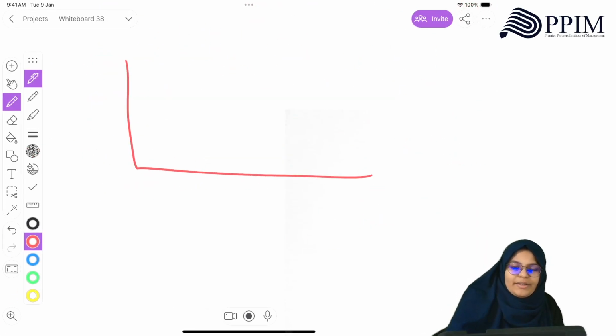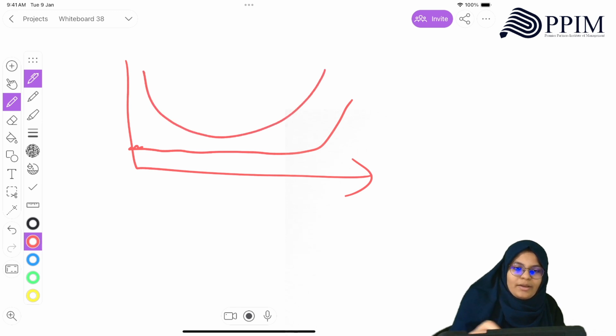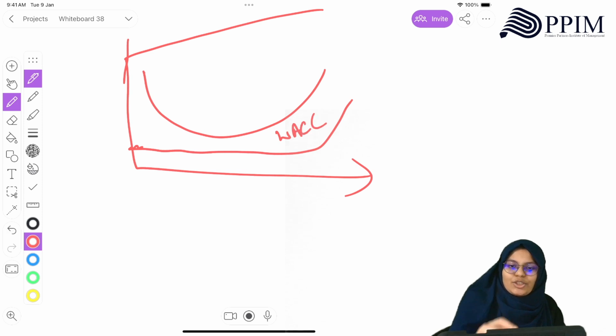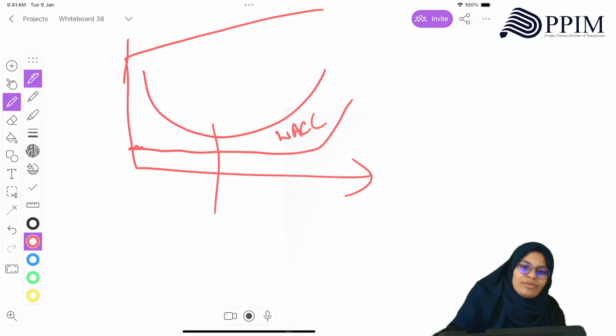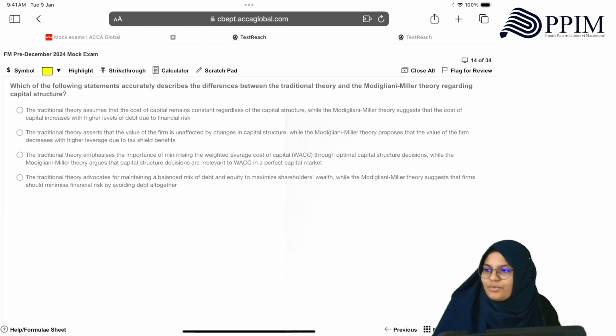So I'll just draw it. The cost, sorry, this is a straight line, cost of debt, WACC, and the cost of equity. Okay, so what is the situation? WACC actually drops to some extent until the optimal capital structure, and then it starts increasing, right? So this is the traditional view. So let's see which of these four is actually describing that.